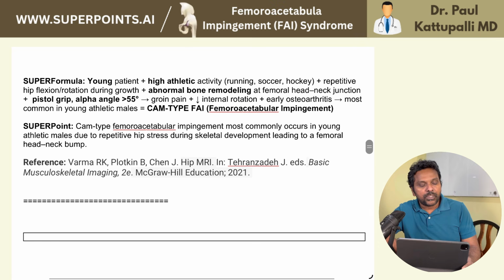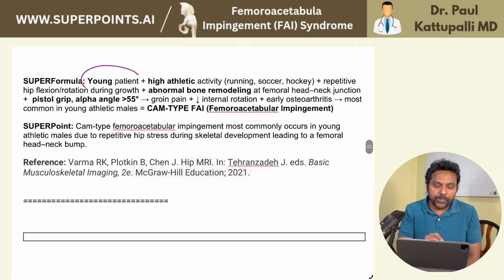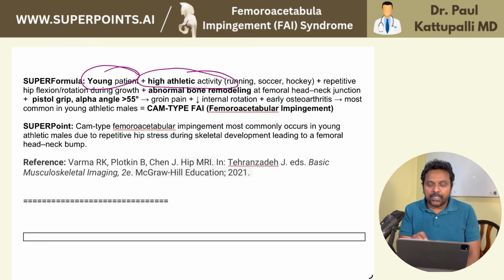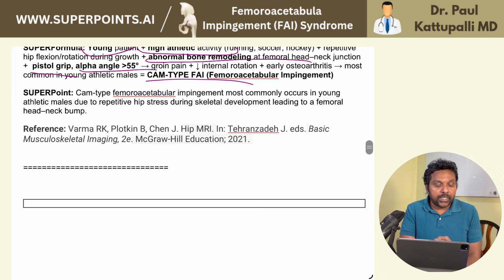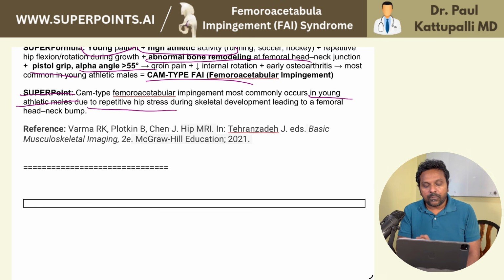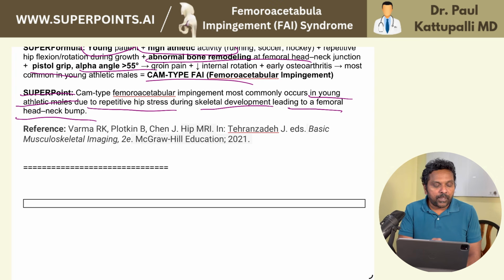All right, folks. Super formula, when you see a young patient, young and highly athletic activity, abnormal bone remodeling at femoral head neck junction, pistol grip, alpha more than 55, that is CAM type FAI. So the super point here is CAM type femoroacetabular impingement most commonly occurs in young athletic males due to repetitive hip stress during skeletal development leading to a femoral head neck bump.